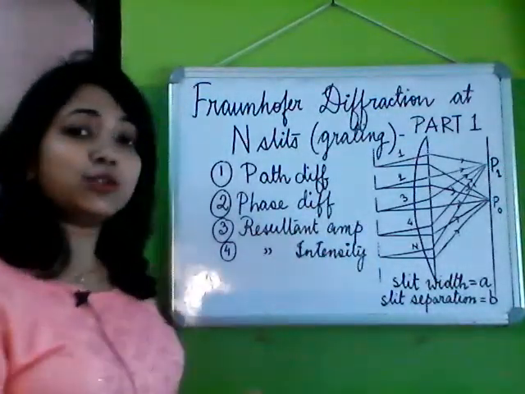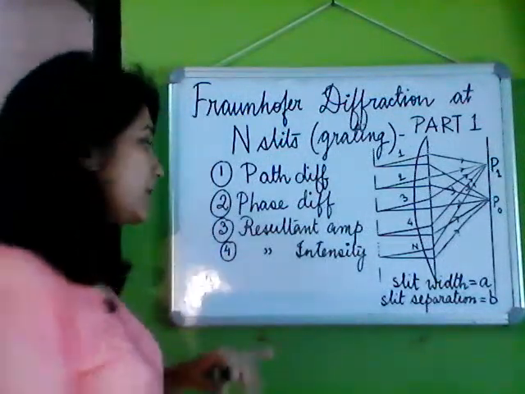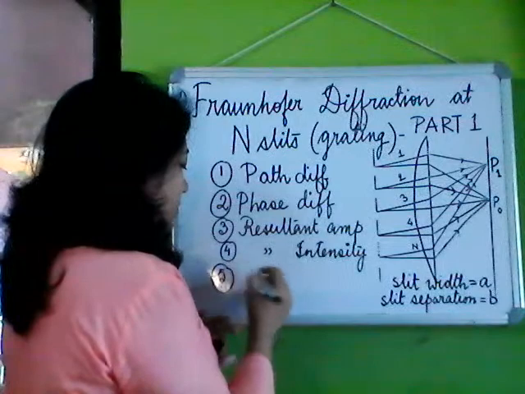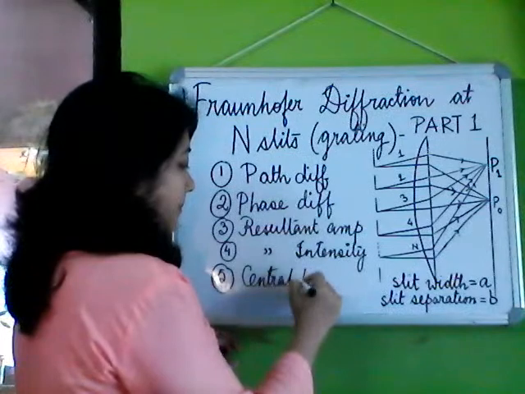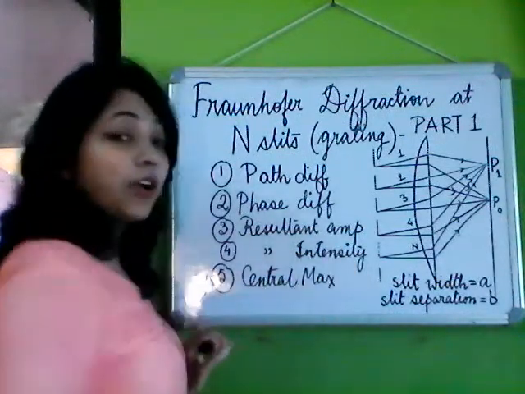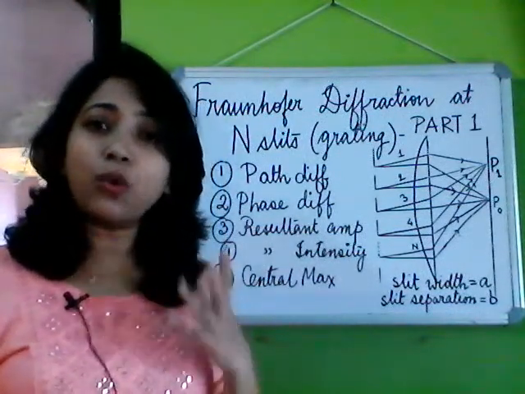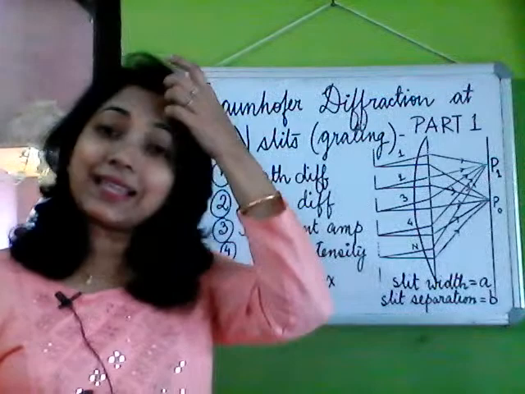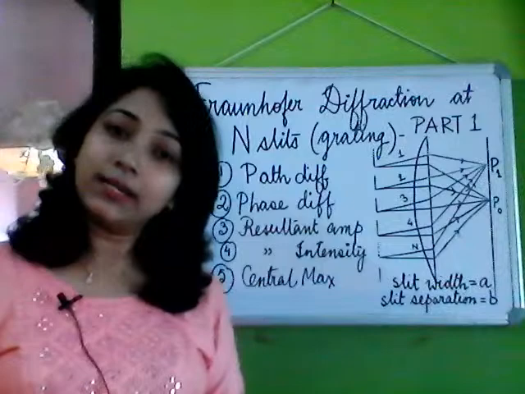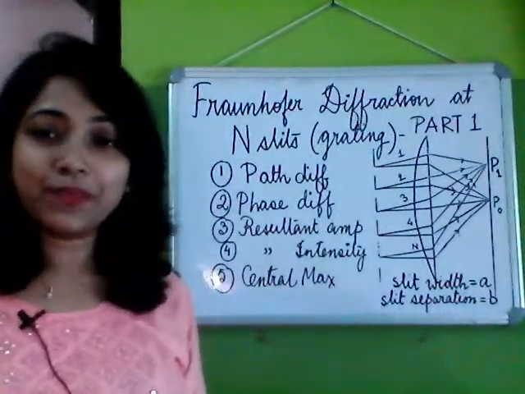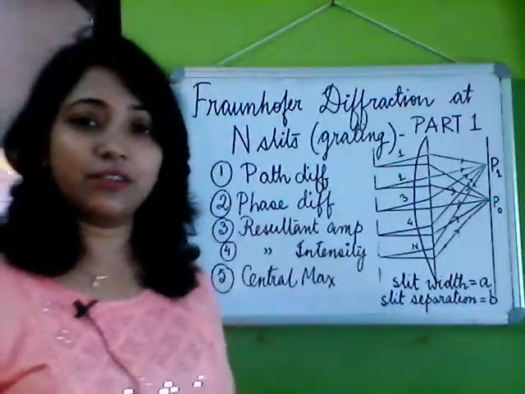And in today's class, I will be moving forward with the fifth point, where I will be talking to you about the conditions of central maxima. With this central maxima, I will be showing you how much the intensity of light can be at central maxima. So these are the 5 points that we are going to discuss today and do the derivation of. With these points in mind, let us start our discussion or calculation.